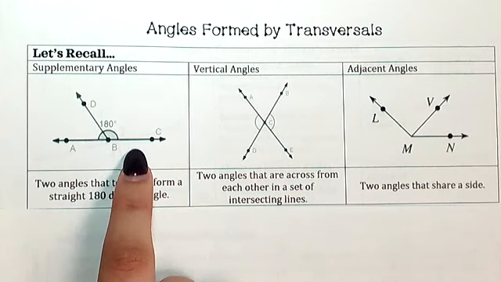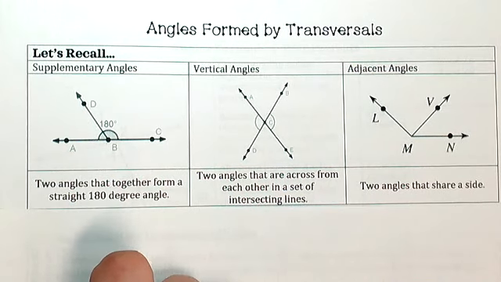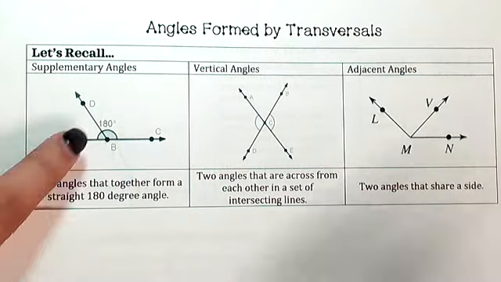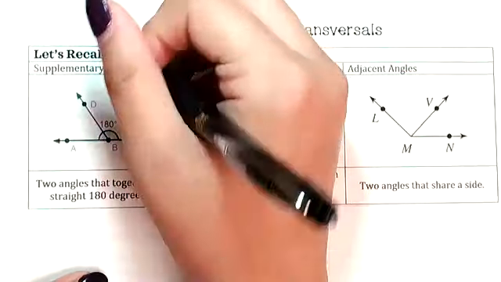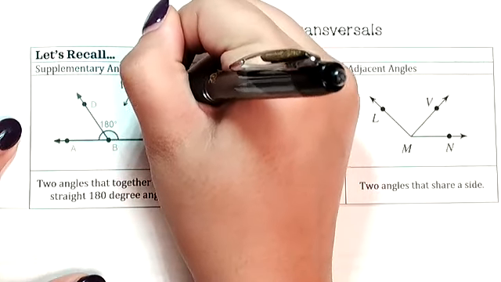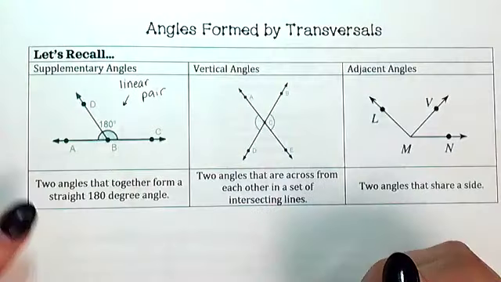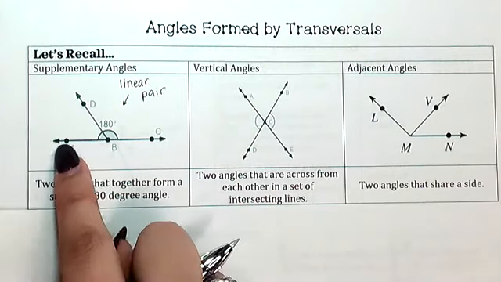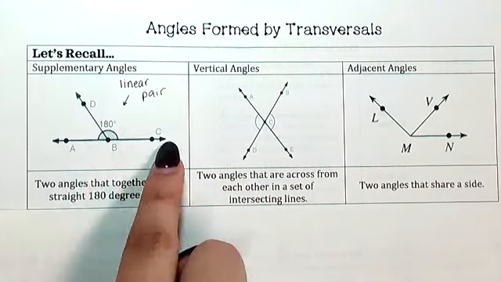Supplementary angles are a pair of angles that together form a straight 180-degree angle. And these ones in particular are also referred to as a linear pair when they're both adjacent and supplementary. So they both go together on the straight line.